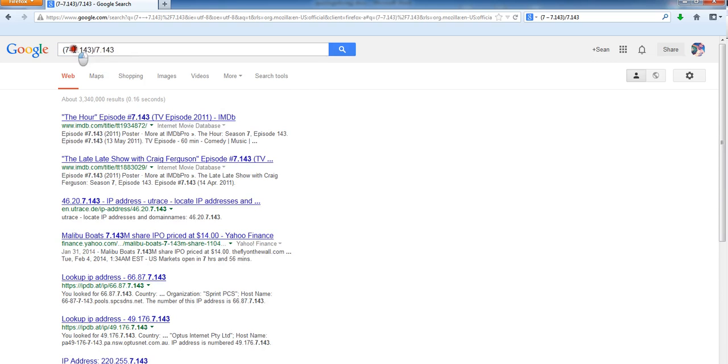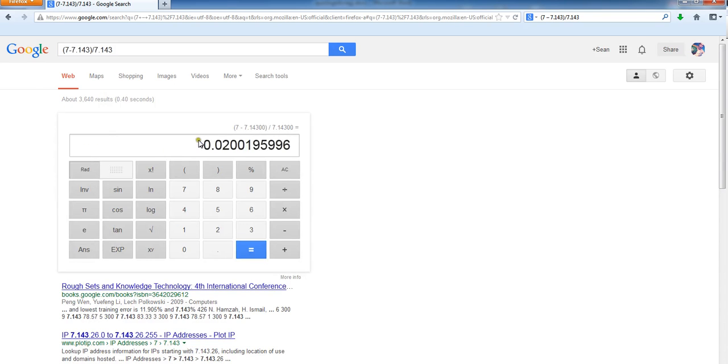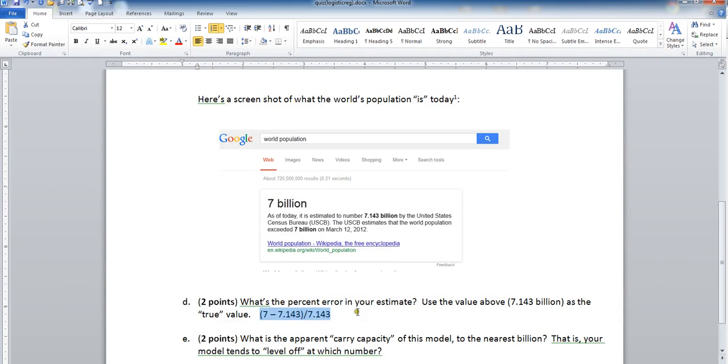Why doesn't it like that, I wonder? Let's take that out and put it together. There we go. It likes that one. It didn't like the long subtraction sign. Negative 2%. There's your percent error. Negative 2%, which means we underestimated by 2%, which, honestly, is not shabby at all. Not even a little bit shabby.